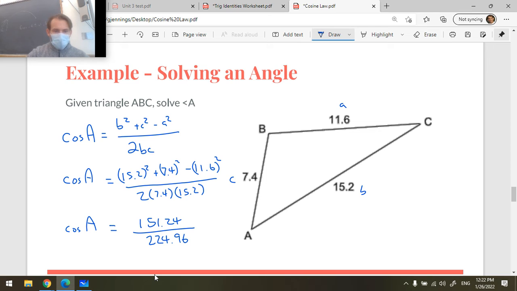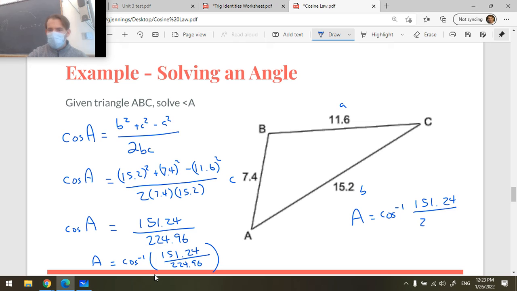So now I take the inverse cosine of both sides to find that A is equal to cosine inverse, put these in brackets, 151.24, divide by 224.96. Let me write that out again here. A is equal to the inverse cosine of 151.24 divide by 224.96. Okay, put that in brackets.